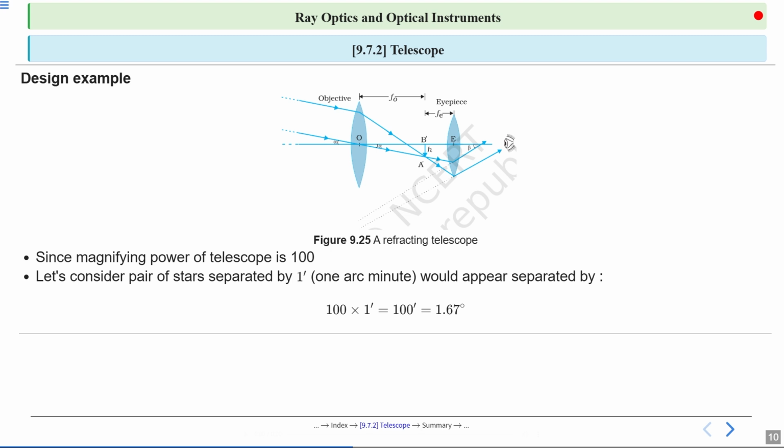Okay, so actually these stars, when we view them with the naked eye, are separated by 1 arc minute. But when we see them using a telescope whose magnifying power is 100, they appear to be separated by 1.67 degrees, meaning 100 times the 1 arc minute. So that is actually the function of the telescope, that it can resolve two distant objects into separate entities. Okay, so now its performance characteristics.